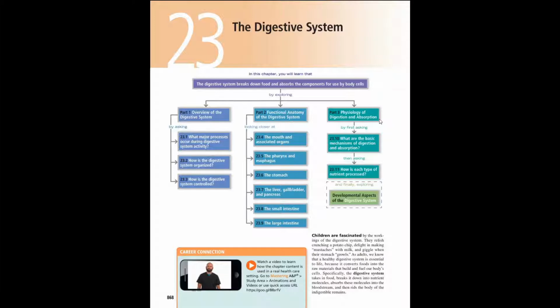by asking what major processes occur during digestive activity, how is the digestive system organized, how is the digestive system controlled. Part 2, functional anatomy of the digestive system, the mouth and associated organs, the pharynx and esophagus, the stomach, the liver, the gallbladder, the pancreas, the small intestine, and large intestine.